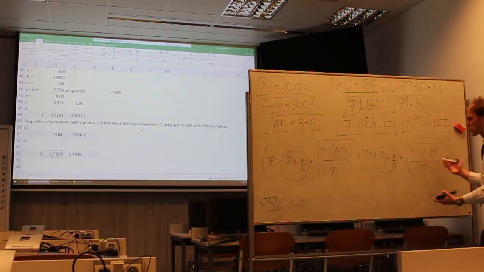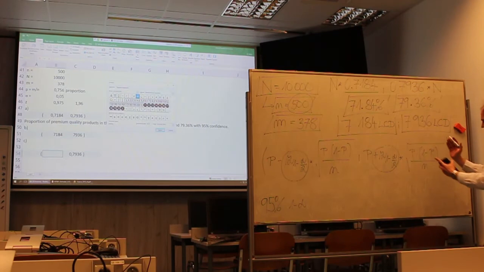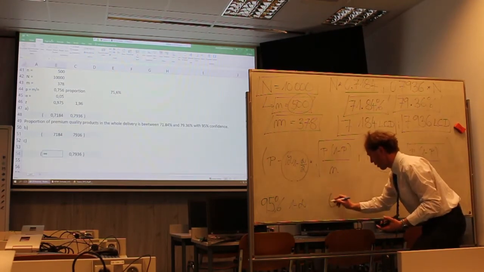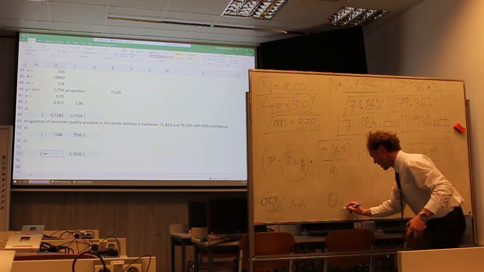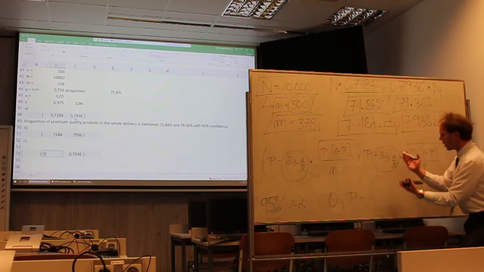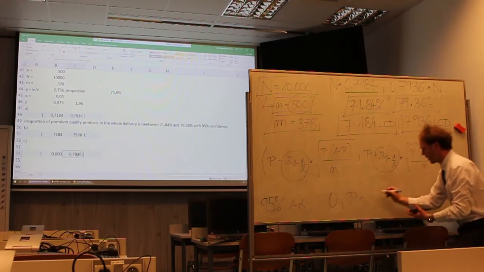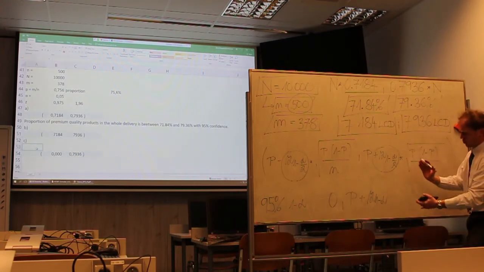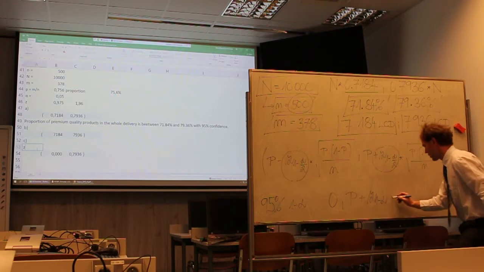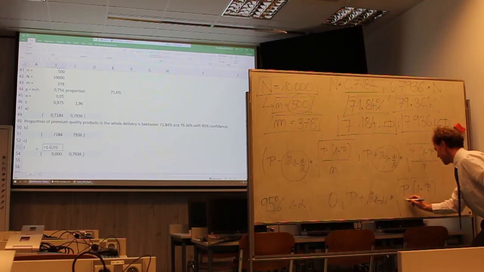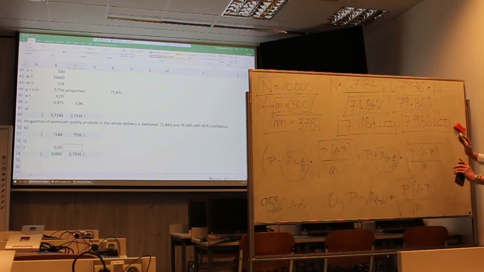Now I will use all power on the right side, yes? So the left side will be 0, unknown value, yes? And the right side will be proportion plus all my power, z 1 minus alpha. All confidence will be placed on the right side, yes? Times square root, and there is P times 1 minus P divided by N. Can you see the difference?